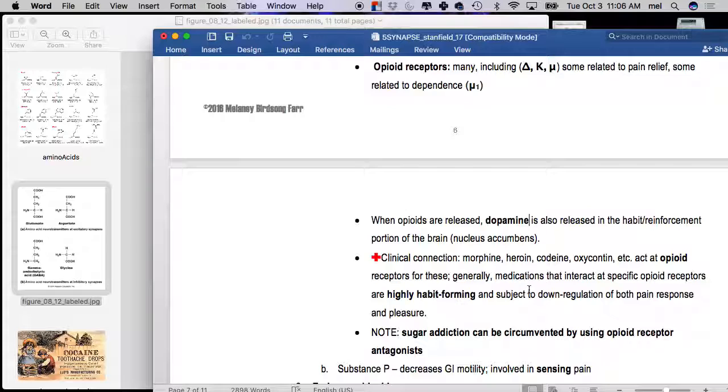So what happens in this situation is that medications that interact at specific opioid receptors are very, very habit-forming, and they also reinforce themselves by releasing dopamine. They tap directly into the dopamine pathway. Please remember that the dopamine pathway will also inhibit your prefrontal cortex activity that allows you to conceptualize the long-term impacts of your short-term decisions.